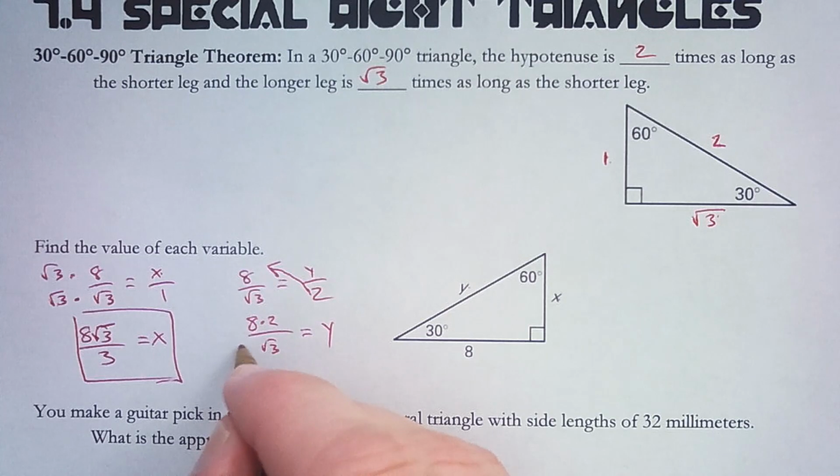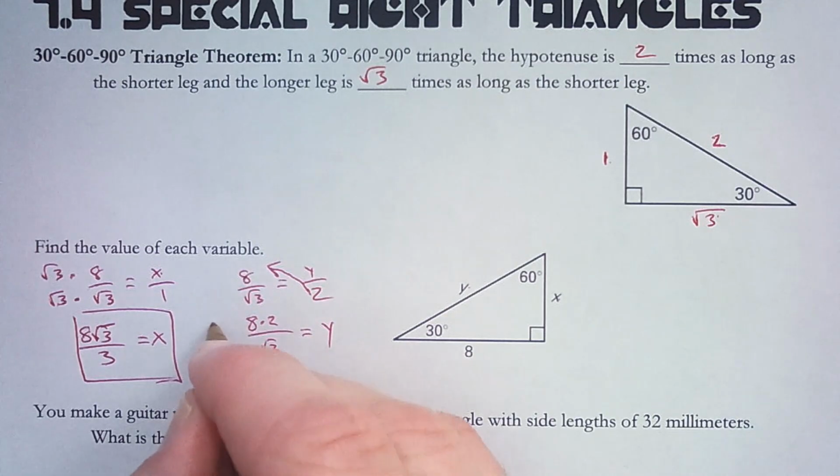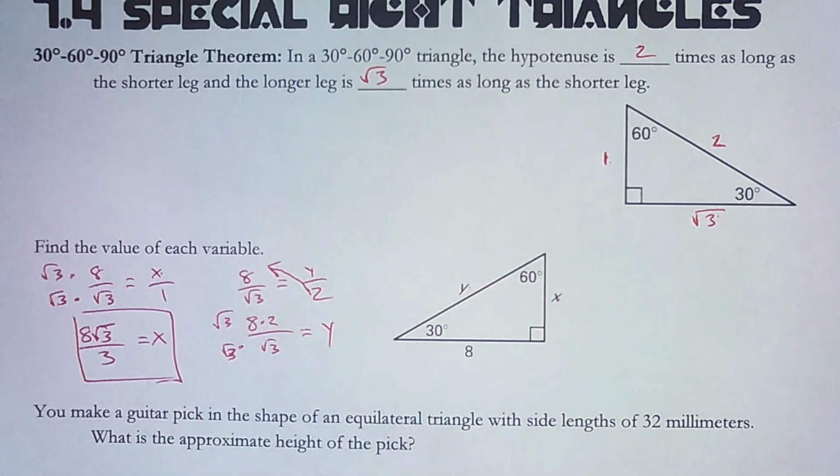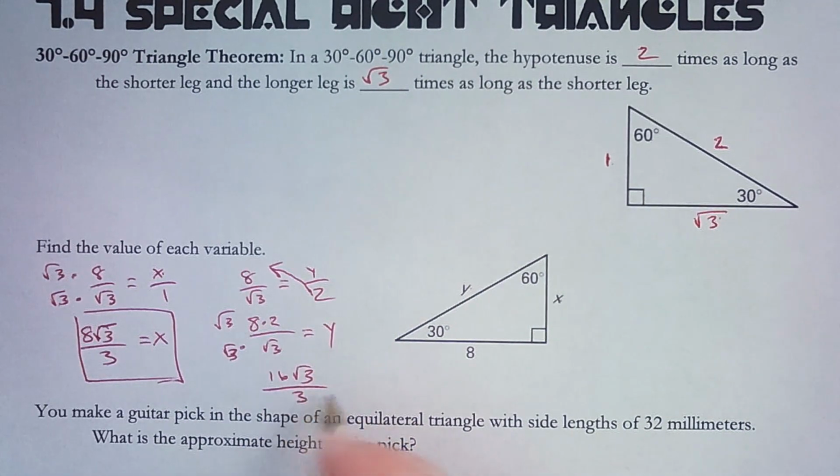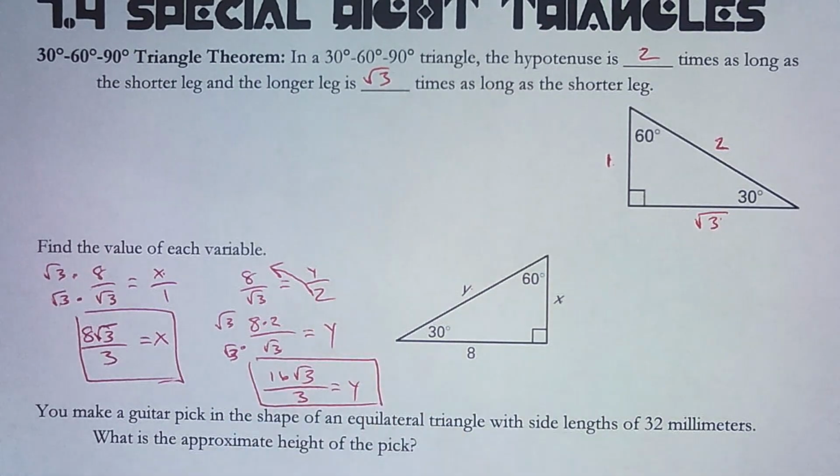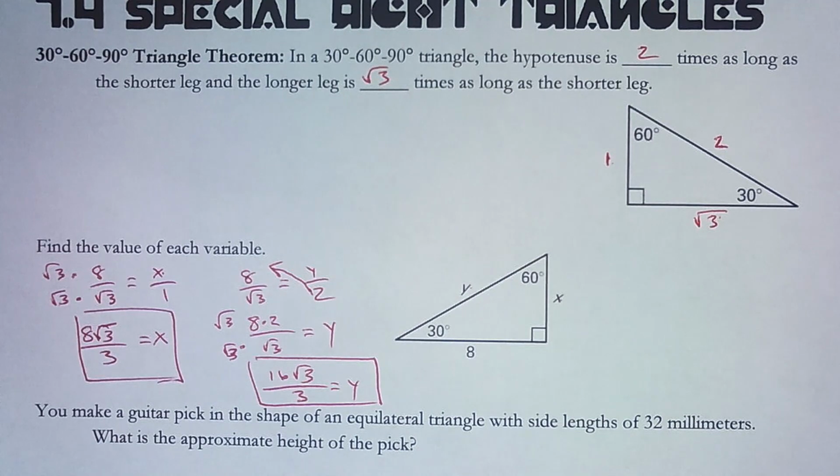Okay, now I have to multiply by the square root of 3 on top and bottom. Okay, so I get 16 times the square root of 3. And then square root of 3 times the square root of 3 is 3. And 3 does not go evenly into 16, so that is my final answer.